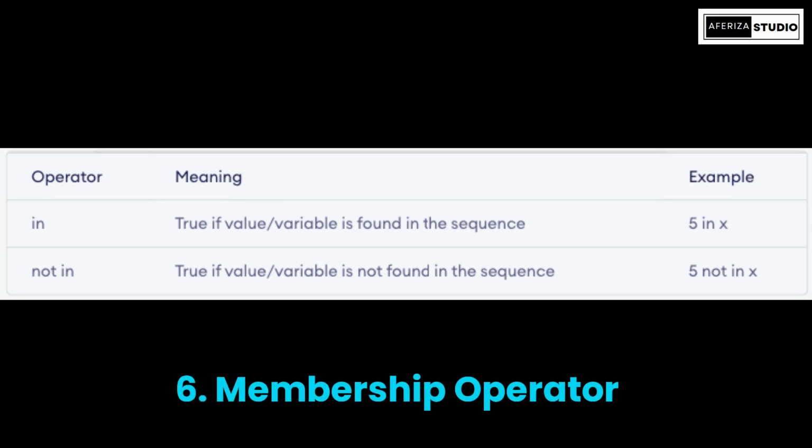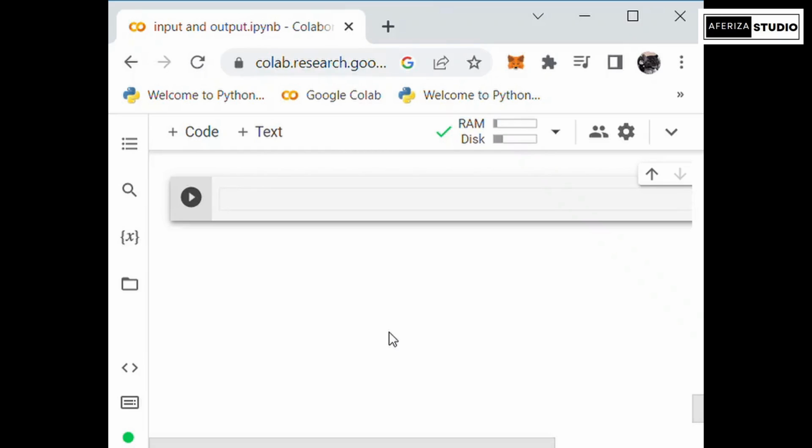Number 6. These are membership operators in Python. Here is the example for membership operators.